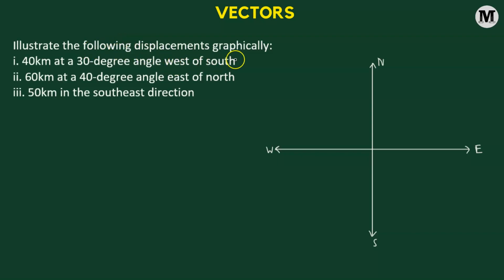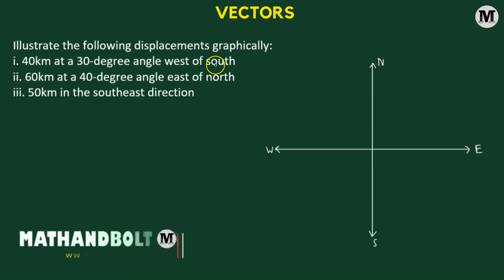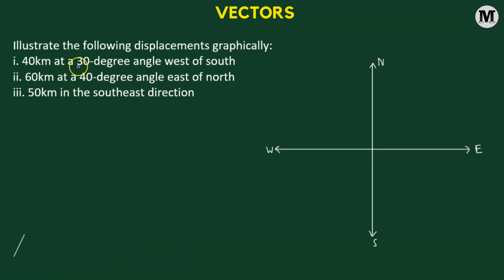Illustrate the following displacement graphically. The first one states 40 km at a 30-degree angle west of south. Now we need to understand the wordings very carefully. So here it's saying first we have to move 40 km, and it must be such that it's a 30-degree angle west of south. Now west of south means, so this is going to be the hint.